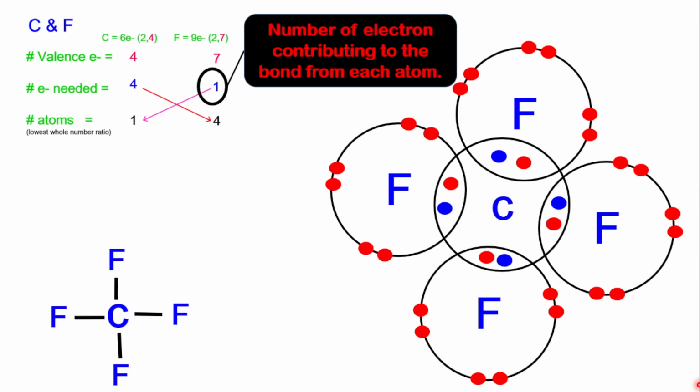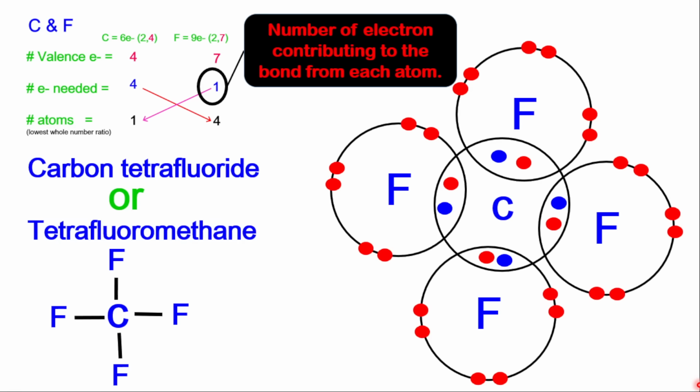And so the structure could be like that as well on the left. That's what the structure looks like: 4 single bonds, with carbon in the middle and fluorine around the perimeter. So again, this is called carbon tetrafluoride or tetrafluoromethane. We'll talk about that when we talk about organic chemistry in a little bit.